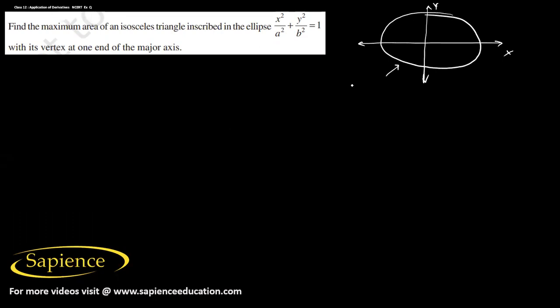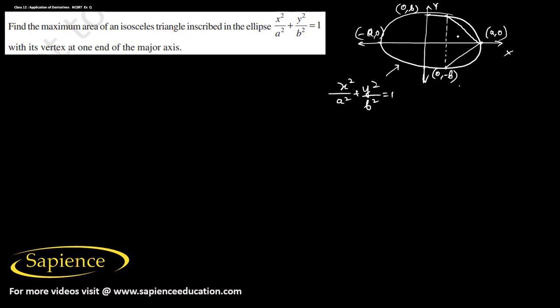And the equation of the ellipse is x square by a square plus y square by b square equal to 1. And it is told that one isosceles triangle is inscribed in the ellipse such that its vertex is at one end of the major axis. So the ends of the major axis are obviously a comma 0 and minus a comma 0. And the ends of the minor axis are obviously 0 comma b and 0 comma minus b. So this is the isosceles triangle, suppose.